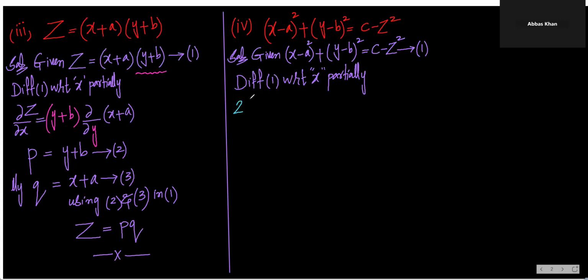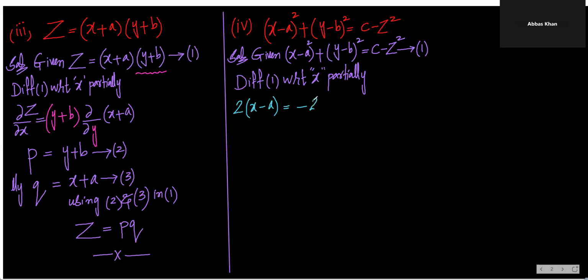2 into x minus a, because x square we are assuming it becomes 2x. And there is no inner function. And this is a constant because we are differentiating with respect to x. Sorry, c should not be there because we are doing with respect to x. This c becomes 0. Minus will be as it is.